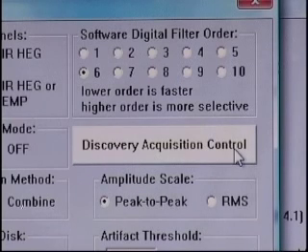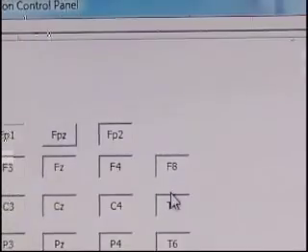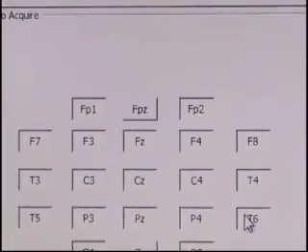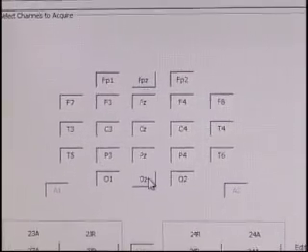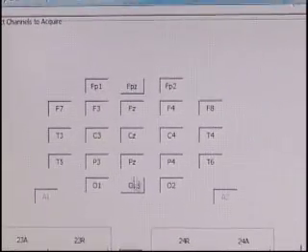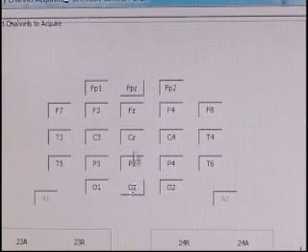But there's a new control called Discovery Acquisition Control, and you can see the control button right here. You'll be using this control panel if you want to change the acquisition. Acquisition refers to the channels which are stored on disk when you're doing your recording. I'm going to press that, and now we see a full head of 1020 sites plus FPZ and OZ, which the Discovery can acquire, but they're not 1020 sites.